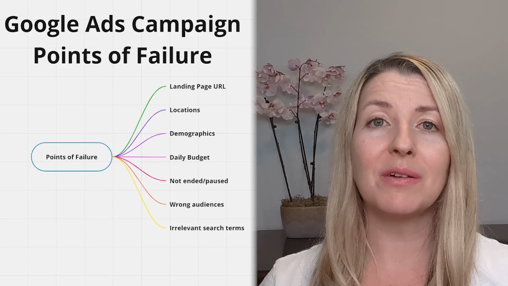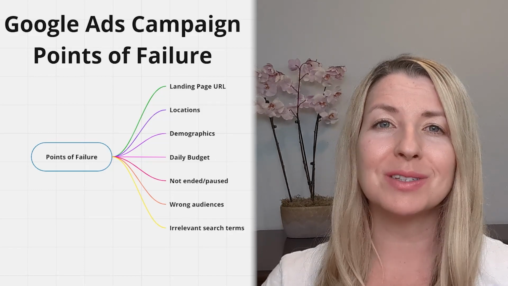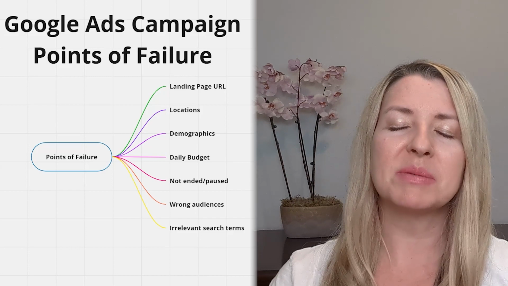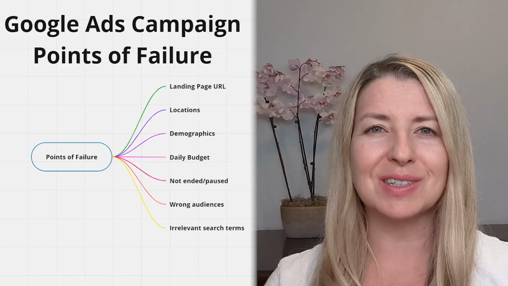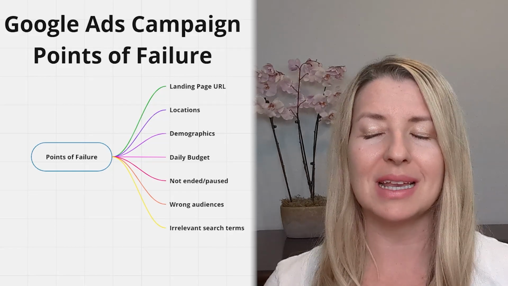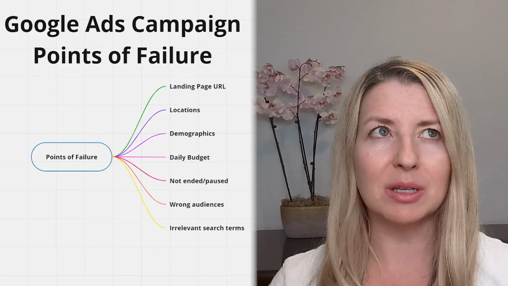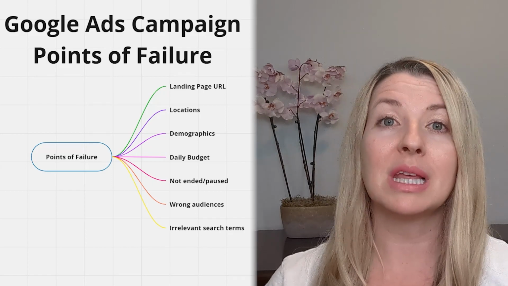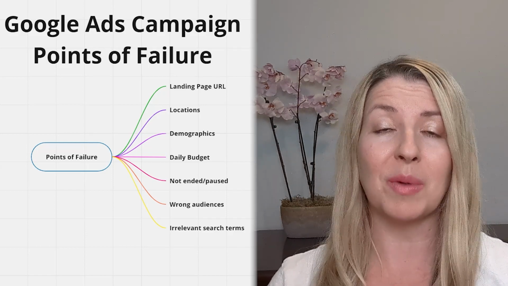And the 7th point of failure in your Google Ads campaigns are irrelevant search terms. This one drives me bananas because you hate to waste money on searches and clicks that you have no intention of driving to your website. And it happens due to the keyword match types. Sometimes it's a little bit unavoidable, but it's something that you can obviously keep an eye on and monitor and add exclusions to prevent it from happening again.